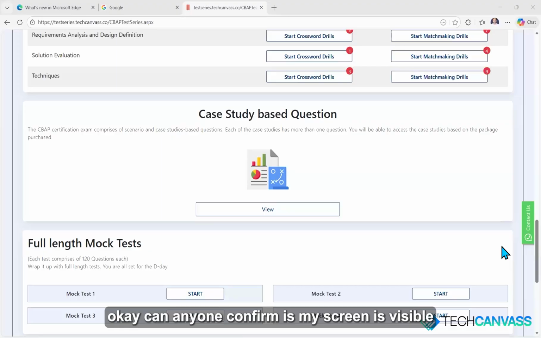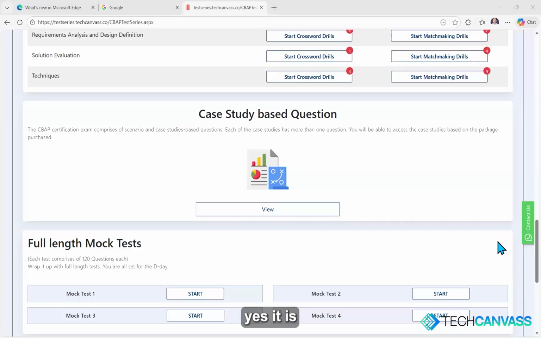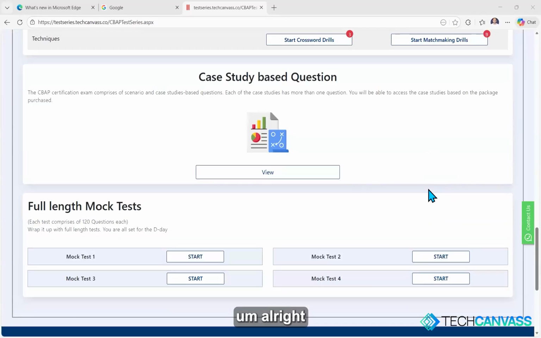Confirm if my screen is visible. Yes, it is. Thank you for the validation.